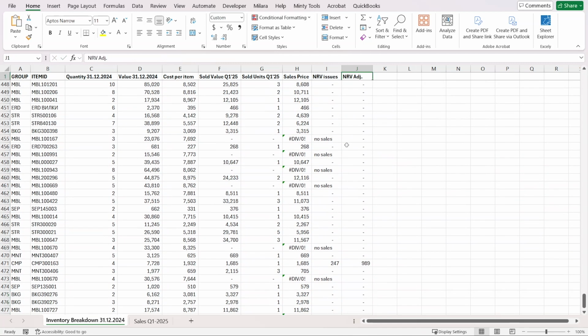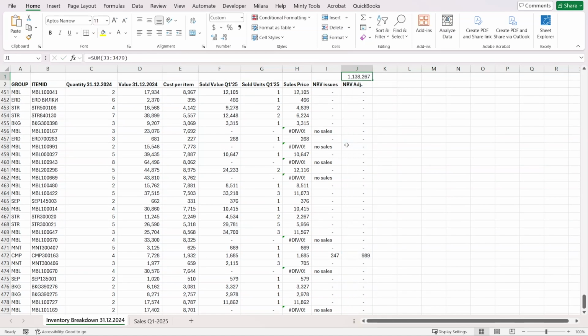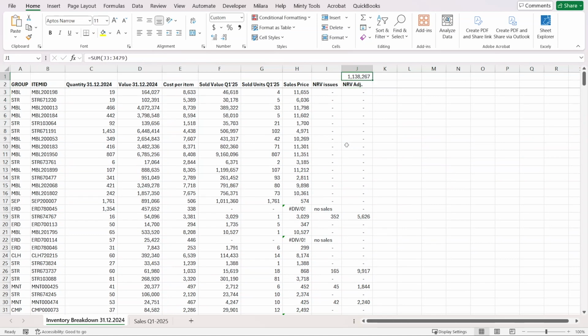and now let's add a row up here and have this be a sum of all those. You see we have 1.1 million of NRV adjustment that we need to do, which is out of 100 and almost 10 million. So about 1% of our inventory value needs to be adjusted. But you see we have those where we have no sales. So what can we do about those?